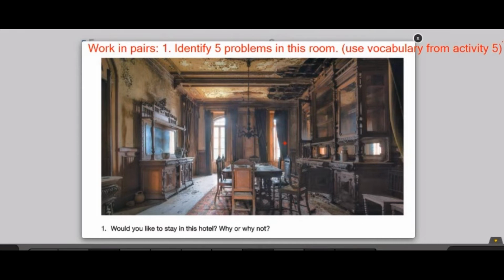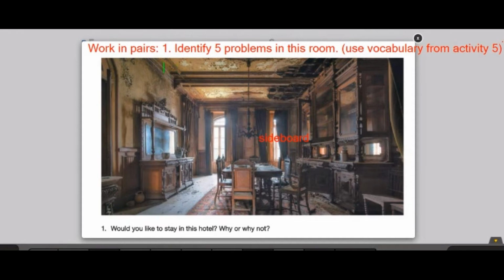Okay. I have a question. Yes. How do you say refrigerator in English? Sideboard. Let me write it here. Sideboard. Can you see? Yes, miss. Okay, sideboard. Better, when it says identify 5 problems, you have to do it in a conversation with your partner.